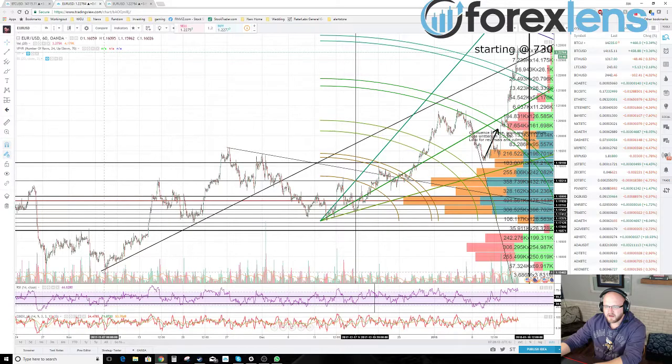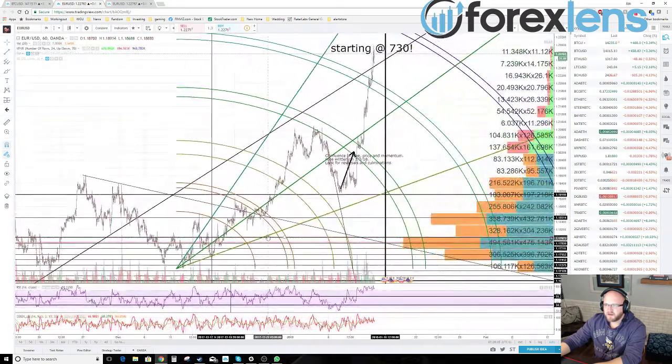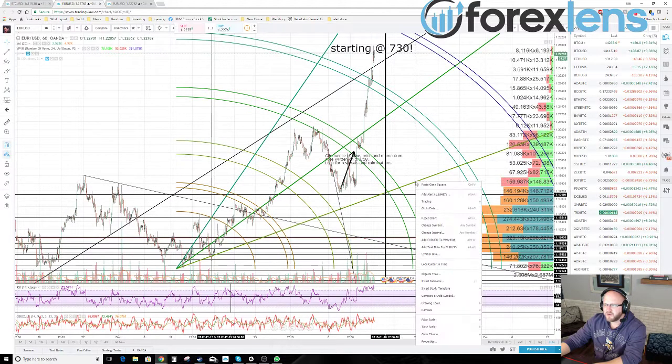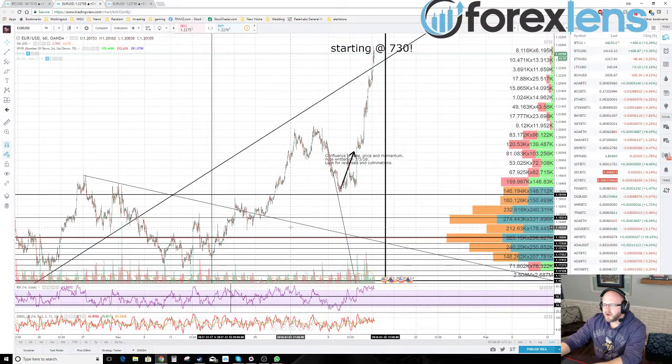There's a long trend line from all the way back in November. And that is still there, and we're still above it. And I want to go over also what a parabolic move is.